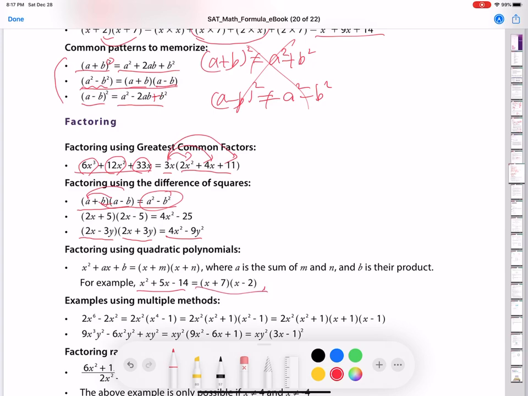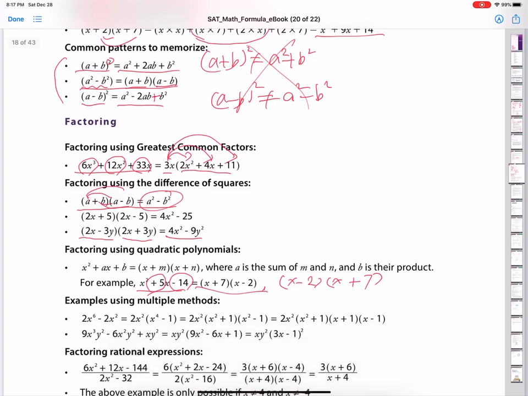Let's practice this quickly. x squared plus 5x minus 14. x times x, definitely x squared. One number times one number is 14: 2 times 7. One of these numbers is positive, but the other one is negative because of negative 14. Then the sum of those two numbers has to be positive 5. That's why negative and positive. Got it, right?